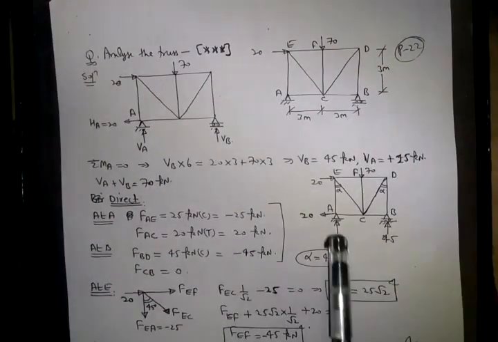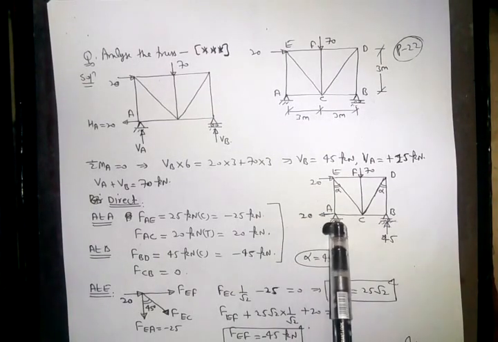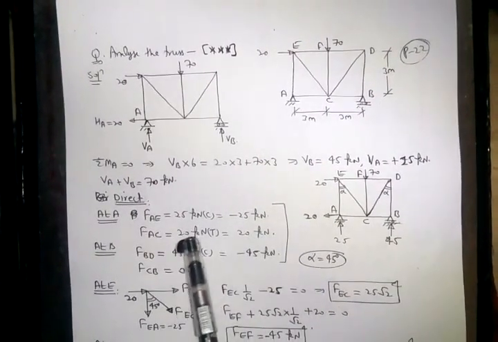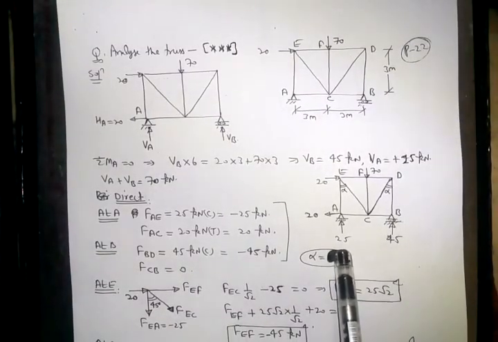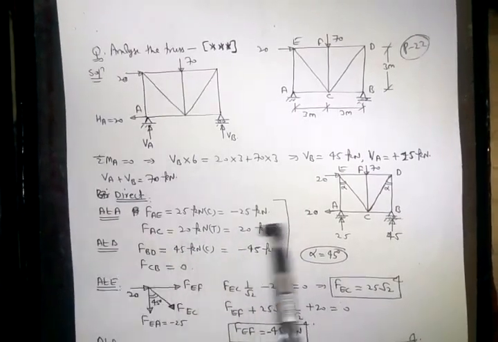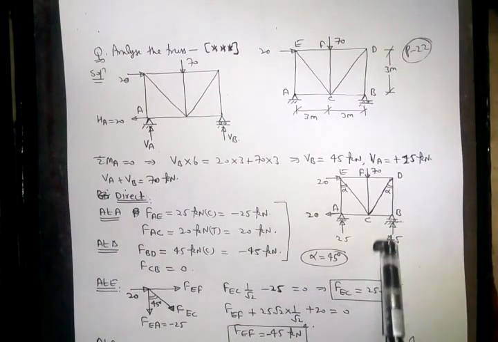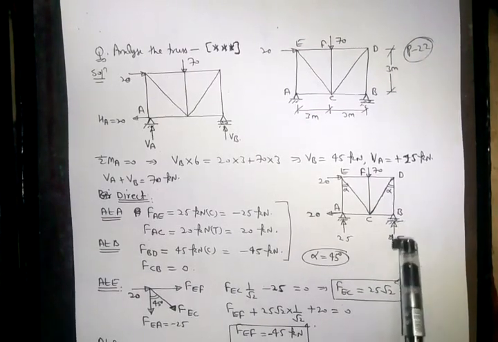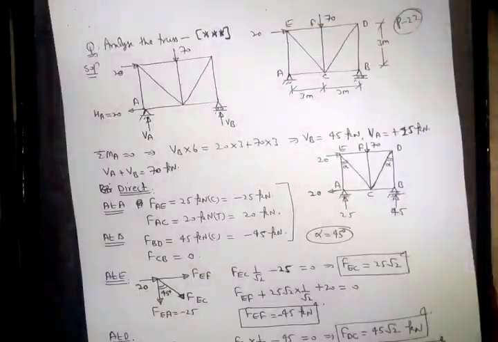See, at joint A, this is tensile force 20 outward, means FAC will be 20 tensile or plus 20. So FAC will be plus 20, and FAE will be 25 compressive, means minus 25. FAE will be minus 25. Now joint A is over. We can take joint B. Joint B, FBD equal to 45 compressive, means minus 45 by direct observation, and FCB equal to 0 because in this direction no force, right?